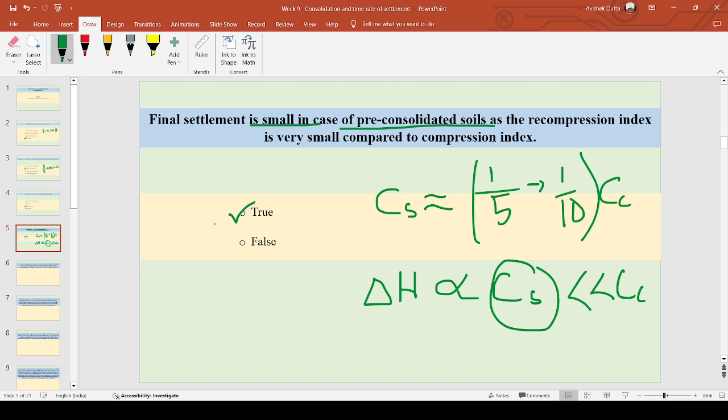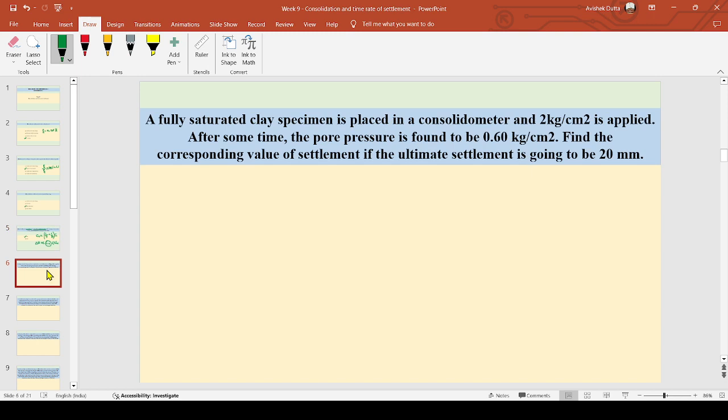Next question. Have you solved this question? If not, I'll write it down. I will not waste any time.